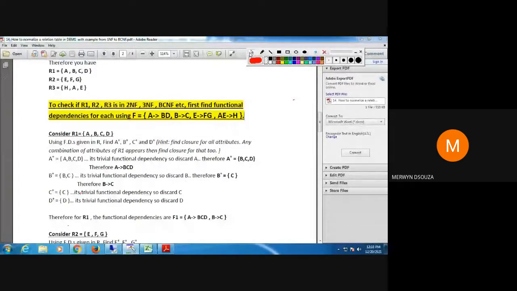Also, if you are having any doubts, let me know so that I can explain what I have in the solution. Can you find and tell me what the functional dependency for R3 will be?